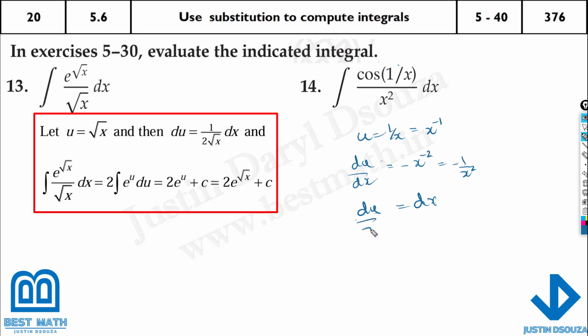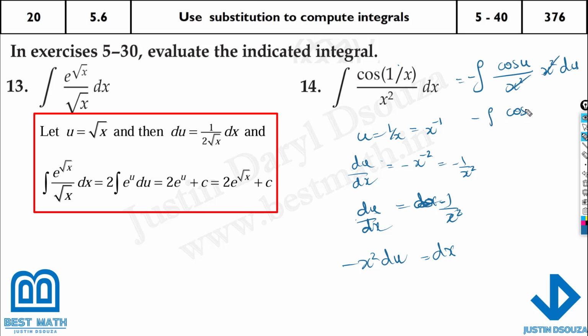I'll just write it in detail: minus 1 by x squared. Let's move the x squared to the other side. It will be x squared times du, and the minus to the other side, that will be equal to dx. So this is the substitution for dx. Now let's substitute everything. Cosine u divided by x squared times minus, I'll write it outside, dx will be x squared times du. Now this cancels off. So you have just cos u du.